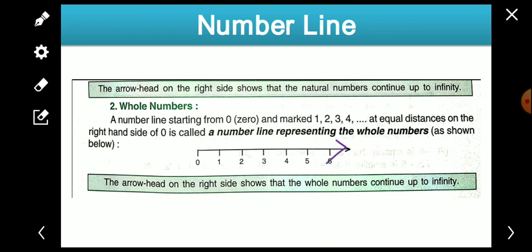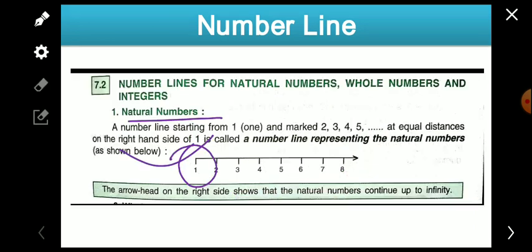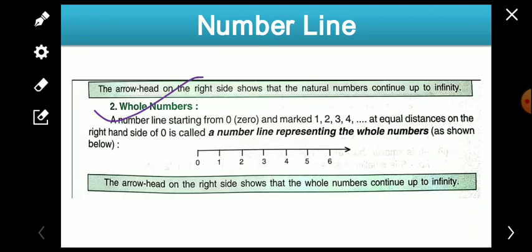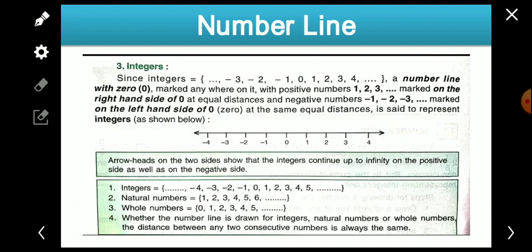Arrow sign will be put in one direction only, because it can go up to infinite in this direction only, in the positive direction. So I hope that all of you have understood here. So only one basic difference is there between the number line of natural numbers and whole numbers, and that is the difference of the starting point, 1 and 0, nothing else.